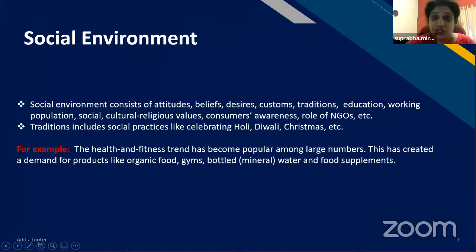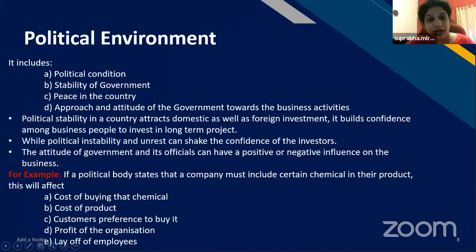Political conditions include the stability of the government, peace in the country, and also the attitude of the government towards business. As I told you before, each government, when it comes in as the ruling party, may not have the same perspective about business as the previous party had. They might have some innovative ideas which they want to implement, which will help boost your business. That is a positive attitude. Or they might feel that investment in this might be a loss, hence they might remove it.